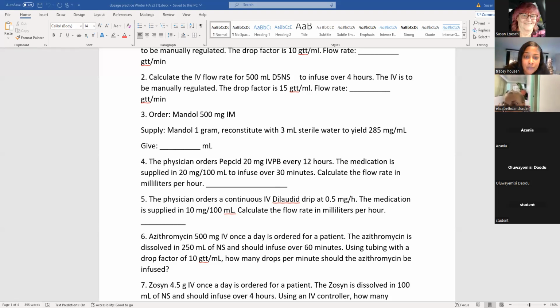Okay. I have one question. So the reconstitution, the 285, did you get 1.75 and do we have to round that to 1.8 ml? That's correct. Okay.